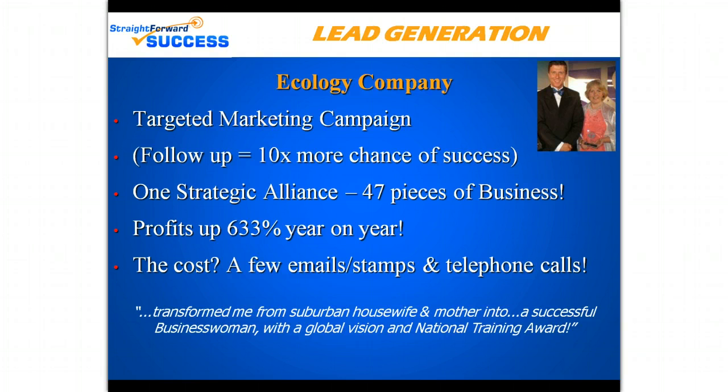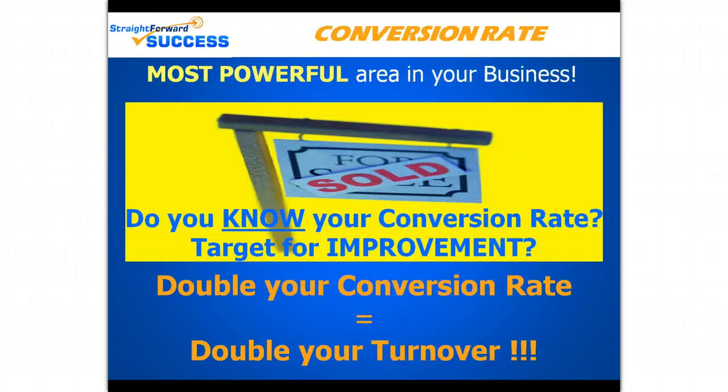Now, how does this relate to your referrers, for example? One referrer, one accountant or bank could give you 47 different pieces of business. And I know in one case, I think Hamilton, you've got 71 or 72 leads as a result of one strategic alliance, one referrer. In this particular company, profits were up 633% year on year at one stage. And what were the costs? Just the cost of doing the emails, putting on a few stamps for the letters that they sent, and the follow-up. So that's how lead generation works.